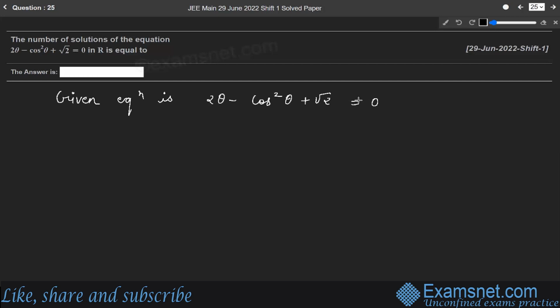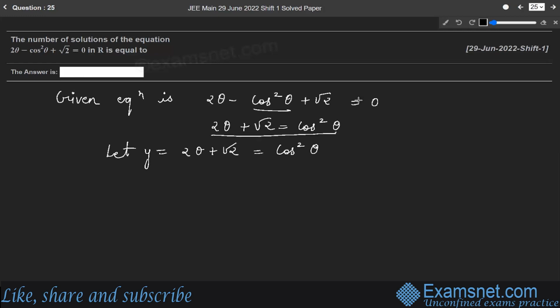This equation can also be written as 2 theta plus root 2 is equal to cos square theta, right? When cos square theta goes to the right hand side, it will be positive. Now, let y is equal to 2 theta plus root 2 is equal to cos square theta. So, we will have two different values of y here. We have assumed this value equal to a variable y. So, y will be equal to 2 theta plus under root 2 and y will be equal to cos square theta. Am I right? Because both these terms are equal, so y will also be equal to both of them.